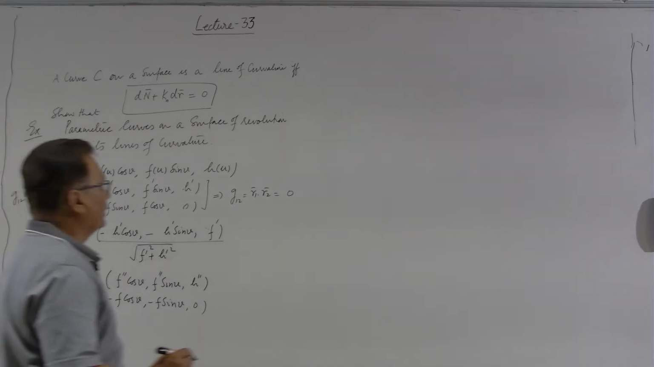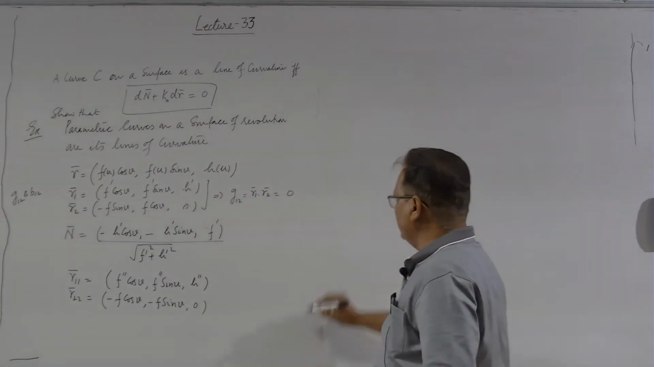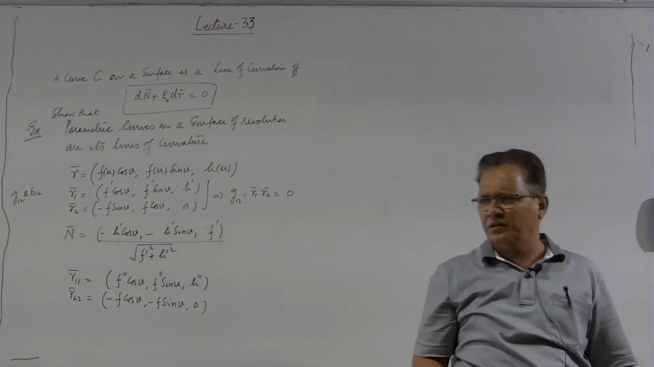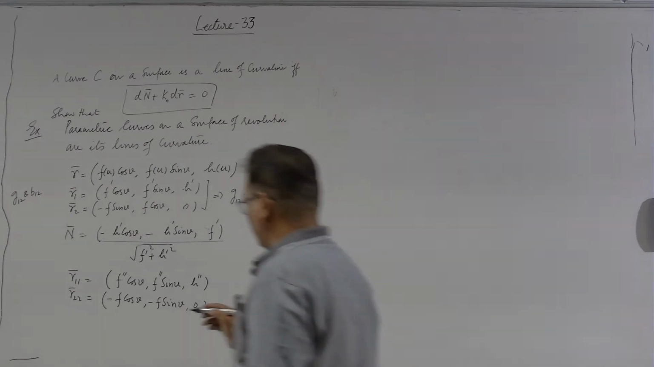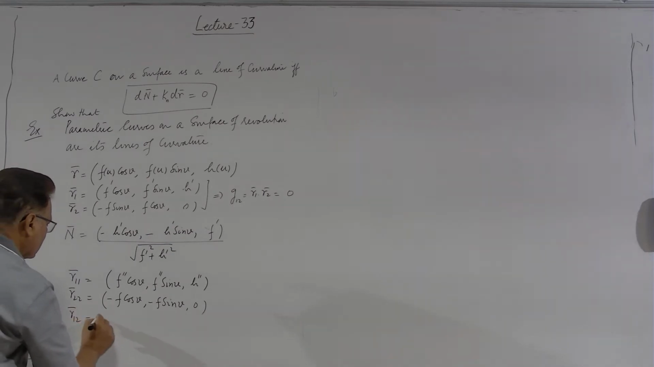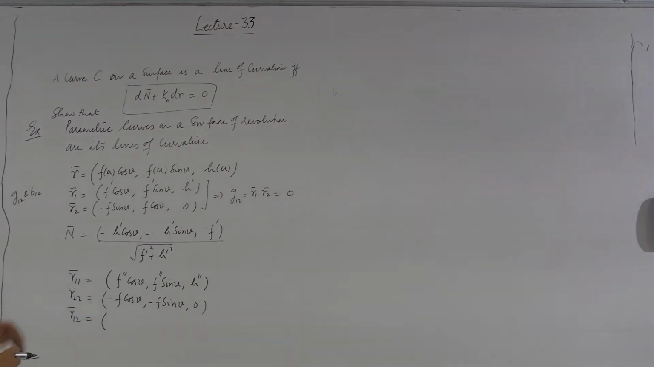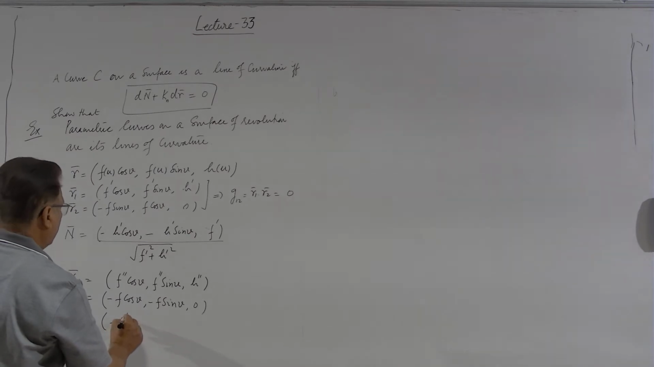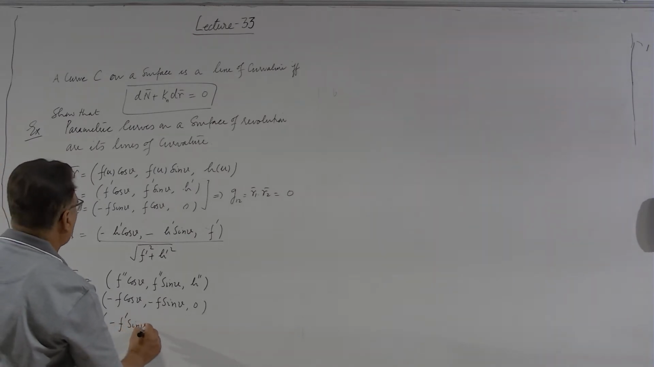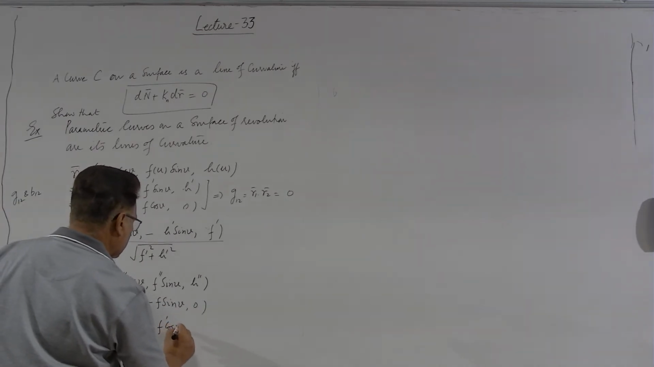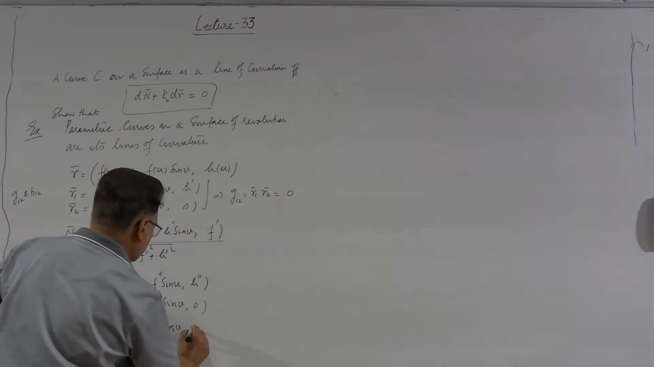And B11 you can see directly. So, in fact, I do not need to compute B11 and B22, you just need B12. So, I have to write down R12 also. R12 means I have to differentiate R1 with respect to V. So, that must be minus f dash sin V, and this will be f dash cos V, and this one is 0.